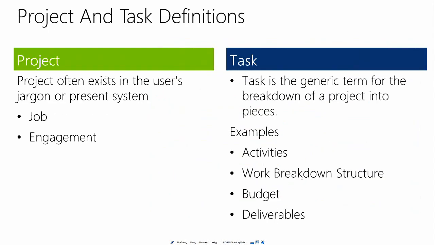Now let's talk about the idea of project and task. What terms do those mean, and how does Dynamics SL use those terms? So for instance, a project often exists in users' jargon, such as a job or engagement. So your company might use the term job or engagement, but in Dynamics it shows as project. We can also reference that as job or engagement on the screens for you as well. Additionally, the task is a generic term that's often used. More frequently we hear the term work breakdown structure, activity, budget, or deliverable. So these are things that we can associate as a task, and the users can identify and track costs to them.